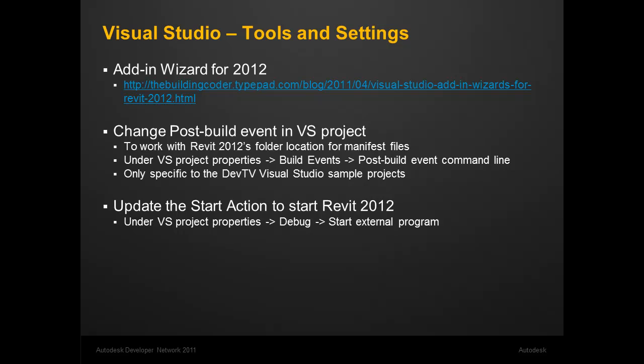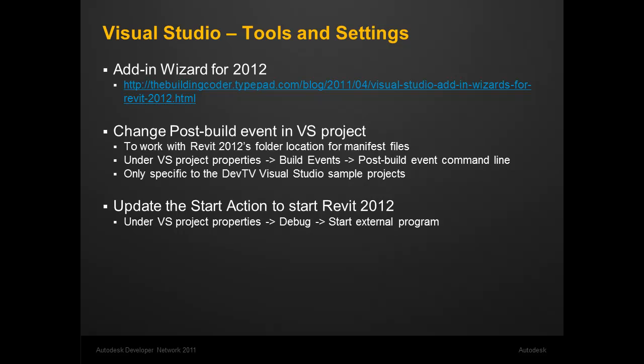The part 1 of the DevTV also introduces the Addin Wizard of Visual Studio. This is an optional tool that can be used for your convenience. The 2012 version of this wizard has already been made available from the Revit API blog called the Building Coder. You can download it from the URL mentioned on the slide. Additionally, for the samples, we have post-build events populated for your convenience. You might want to modify them as well.